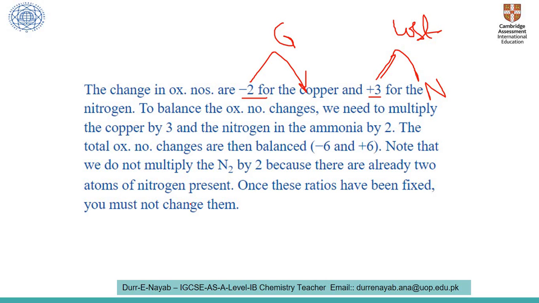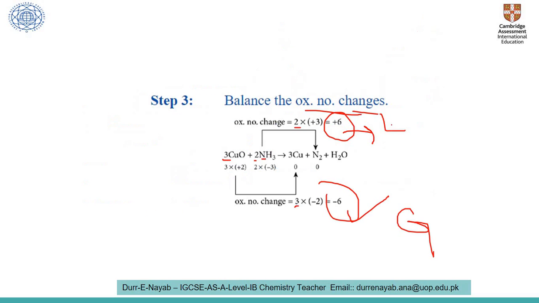So we are not going to multiply 2 with the nitrogen because that is already balanced. Once these ratios have been fixed, you must not change them. Once you have balanced their charges, you are not going to change them again. With the nitrogen, you don't have to put anything, because over here we were having some deficiency. Over here the number of atoms is constant, that is fine as in the reactant side, so we do not have to put 2 over here with the nitrogen gas.